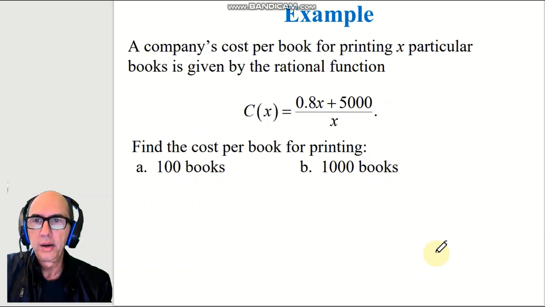Okay, if the company's cost per book for printing x particular books is given by the rational function C of x equals (0.8x plus 5,000) over x. Find the cost per book for printing 100 books and 1,000 books. You will use the same method to solve.